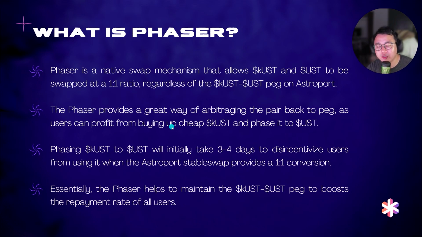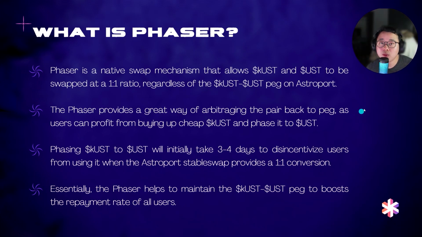And users can profit from buying up cheap KUST and phasing it to UST in the event that KUST depegs. However, initially, the phasing of KUST to UST will take 3 to 4 days to disincentivize users from using it when the Astroport stable swap provides a 1-to-1 conversion.